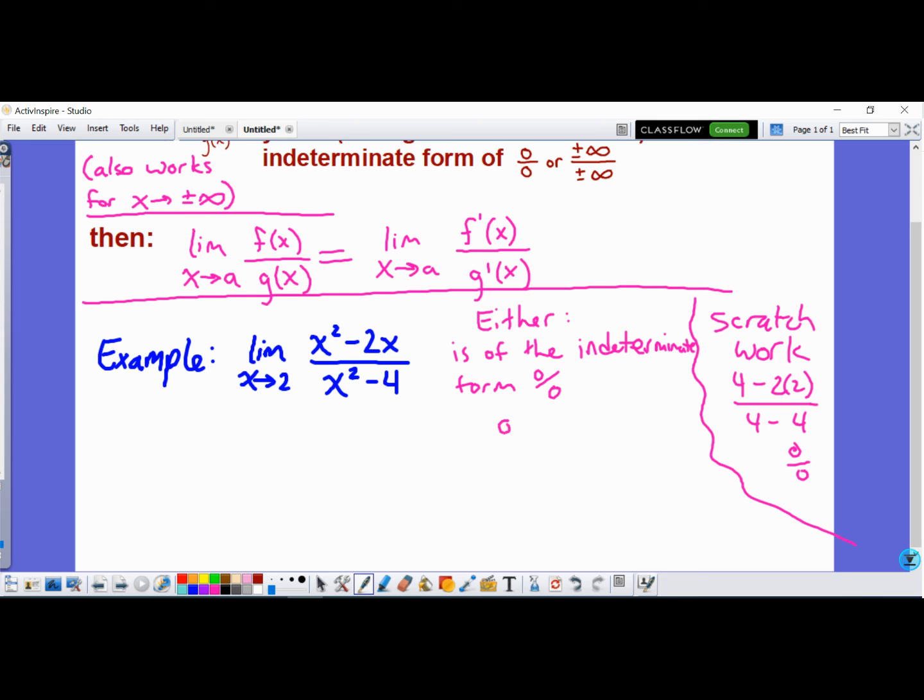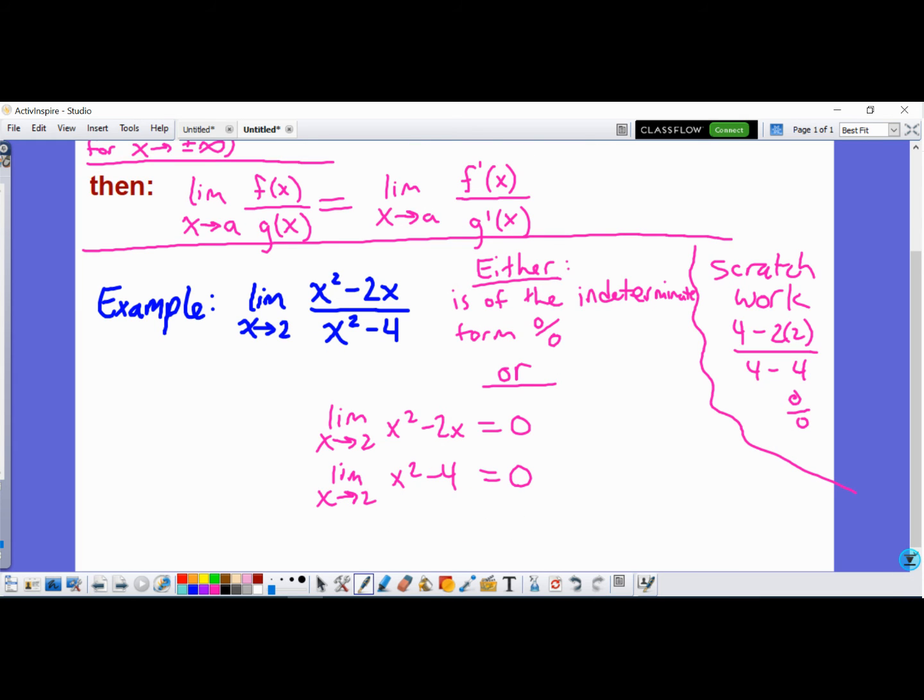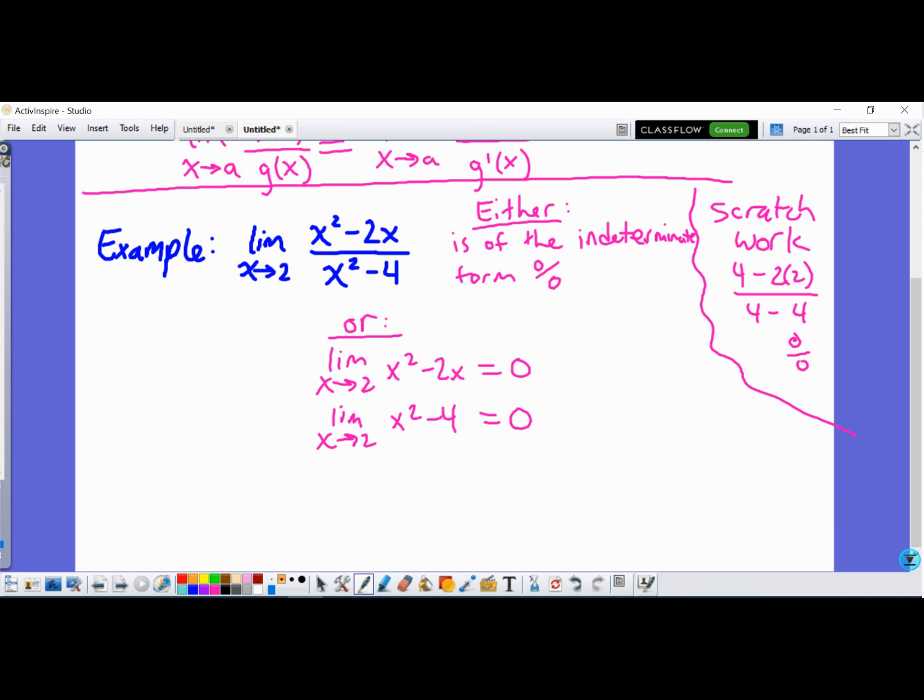Or what I like to do is show the limits separately for the numerator and the denominator. I like that because it's a little less writing and it's mathier writing. So the limit as x approaches 2 of x squared minus 2x equals 0. That's true. And the limit as x approaches 2 of x squared minus 4 equals 0 as well. And so I've shown the 0/0 by separating the numerator and the denominator, which is valid, right? I didn't write anything that's undefined there.